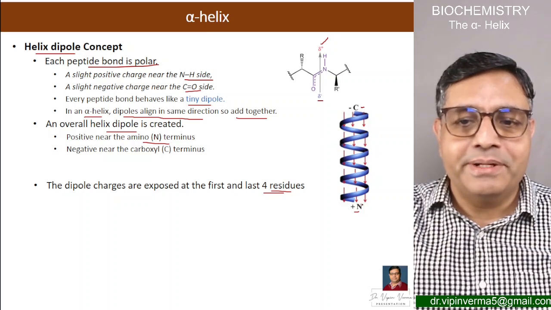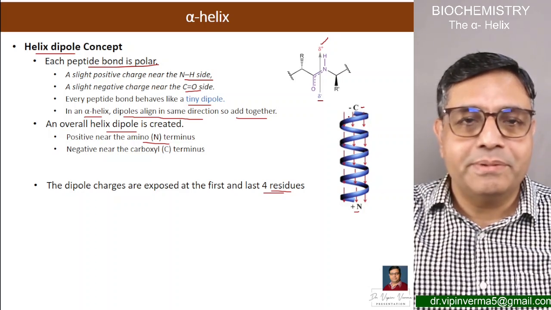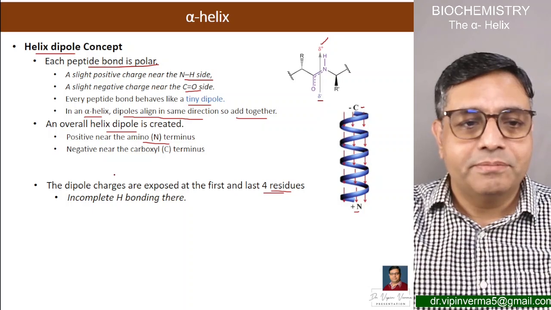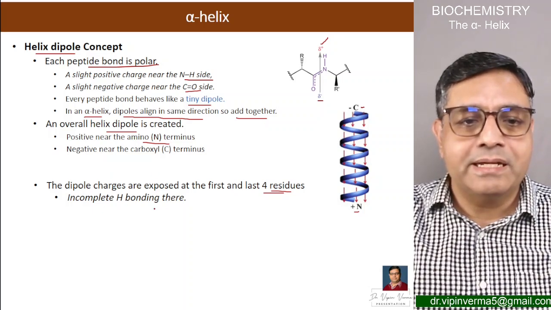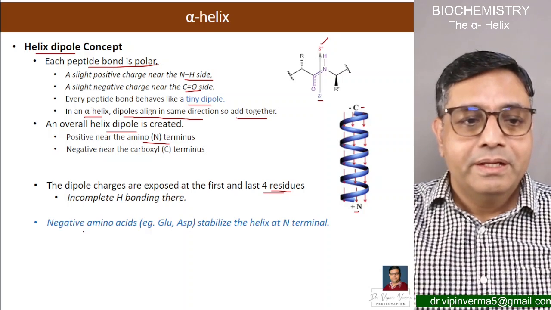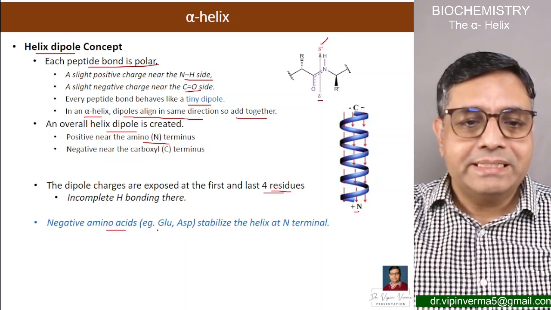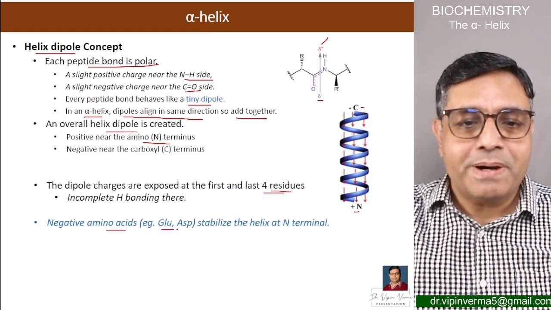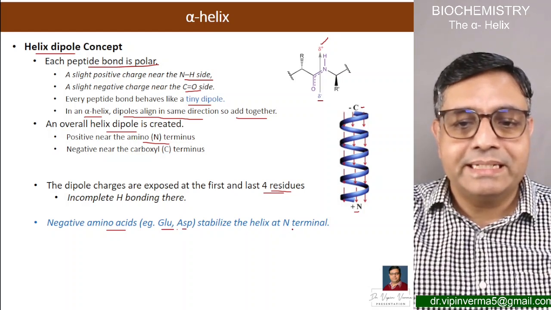Therefore, the N terminal is positively charged and the C terminal is negatively charged. And why does it happen? Because there is incomplete hydrogen bonding. Okay. So negative amino acids like glutamate or aspartate stabilize the helix at the N terminal.